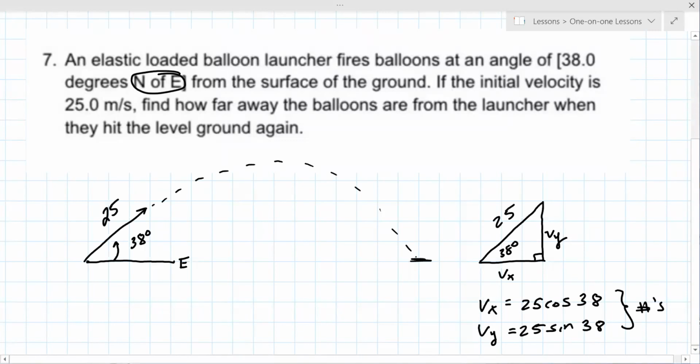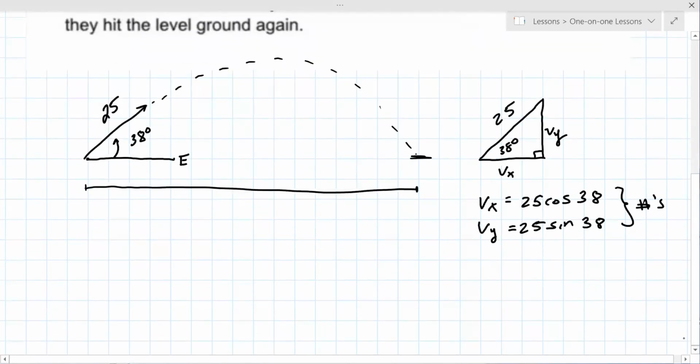So we have to figure out what it's asking for. It says how far away the balloons are from the launcher when they hit the ground again. So they're asking for the horizontal distance. I said yesterday, and I bring it up again here, time is super critical. You have to find time. Which direction do we use to find time, horizontal or vertical? Didn't we use horizontal last time? Okay, so we use them both.